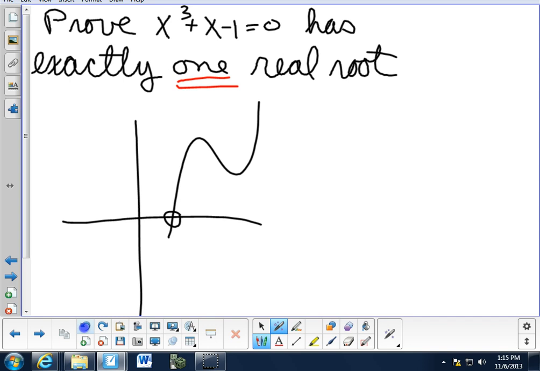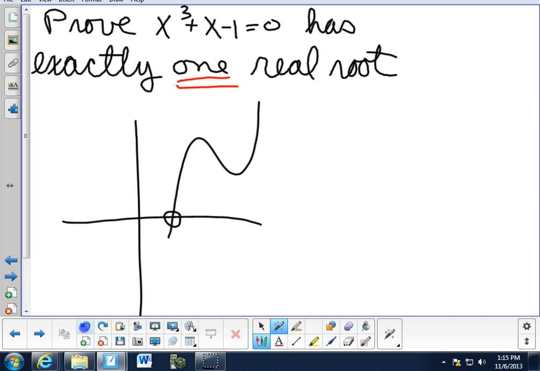Now, this is an interesting application of this. This is not like, oh, there are going to be 20 problems like this one. This is one little itty-bitty kind of a concept. Not a huge deal. But it's a use of Rolle's theorem. So this is saying prove there's only one root.